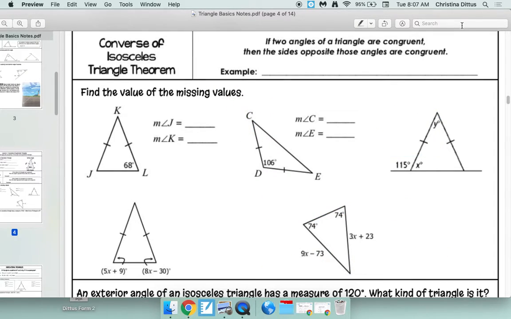So, doing math, I know that these two sides are my legs and they're congruent. So if L is 68, how big is J? 68. Good. 68. How can I find angle K? 180 minus 68 minus 68. Yeah, I know the triangle adds up to 180. So 180 minus our two angle measures. 44.